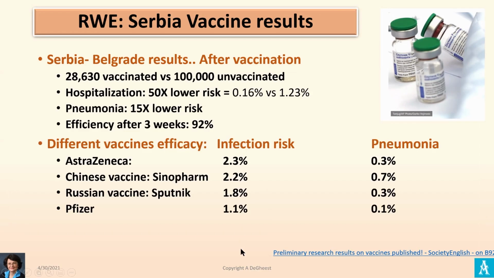But then they show some differences by type of vaccine. This is the first time I've seen this. You can see AstraZeneca still has a 2.3% infection rate and a pneumonia risk. The Chinese vaccine Sinopharm had one of the highest pneumonia risks and still an infection rate. And this is again Serbian, Belgrade data. Sputnik claimed to have good data there, but you're going to see there are people disagreeing with that. And Pfizer has the best ratio, 0.1% pneumonia rate and 1% infection risk. So i.e. the most effective one.